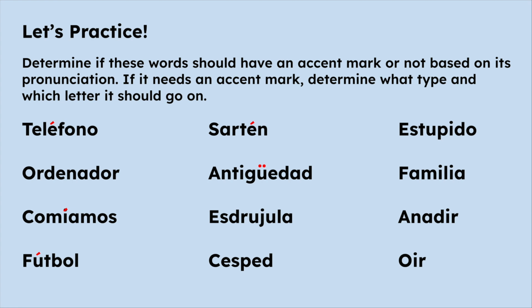Estrújula. Accent on the first U. Césped. Accent on the first E. Estúpido. Accent on the U. Familia. No accent required because the lia is one syllable, and because it ends with a vowel, the stress should fall on the second to last, and it does. Familia, no accent. Añadir. We need the ñ here to show that it's not anadir, it's añadir.